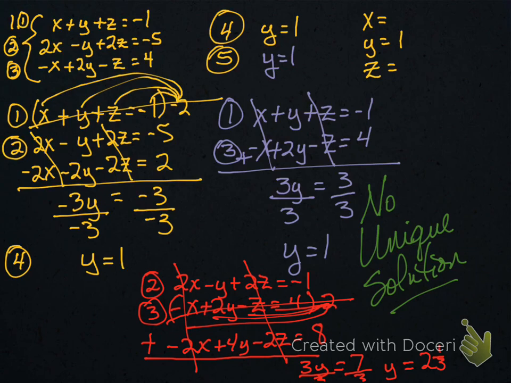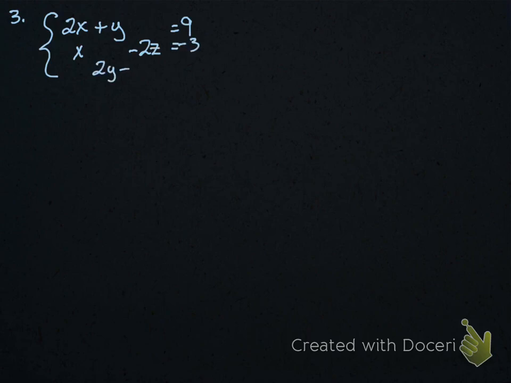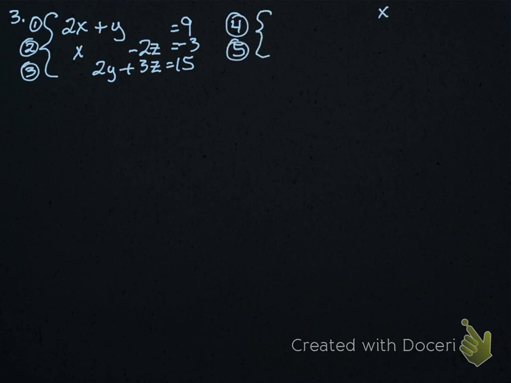Alright, next equation. Equation number 3. This one is 2x plus y is 9, x minus 2z is -3, and 2x plus 3z is 15. And you'll notice that as I'm writing it out, I'm lining up my variables so that you can see what variables have been left out where.